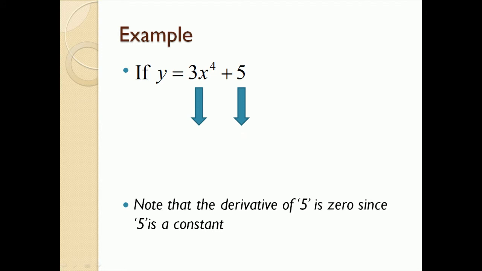Considering a second example, if y is equal to 3x to the power of 4 plus 5, then dy by dx is equal to 12x cubed, which is the derivative of 3x to the power of 4, plus 0, which is the derivative of 5. Note that the derivative of 5 is 0 since 5 is a constant.